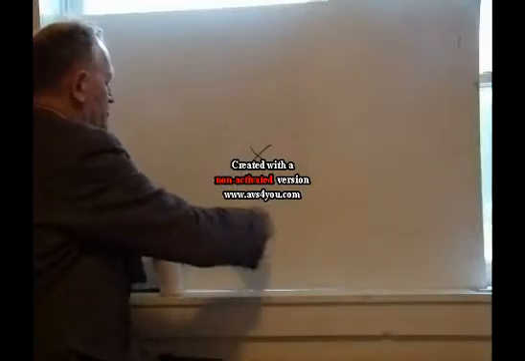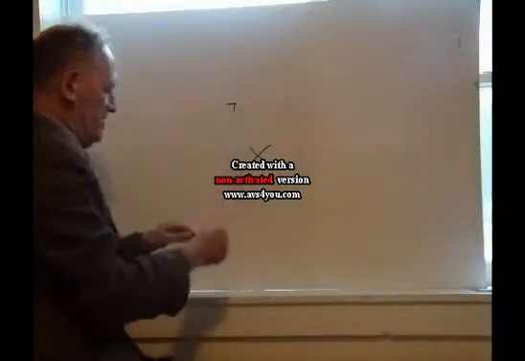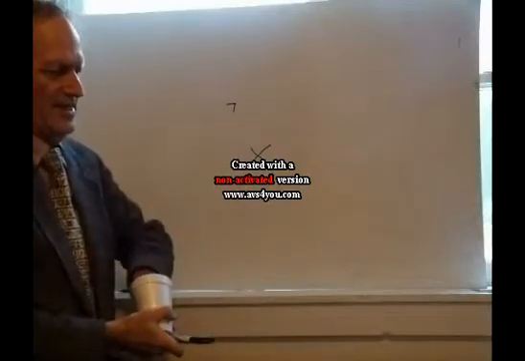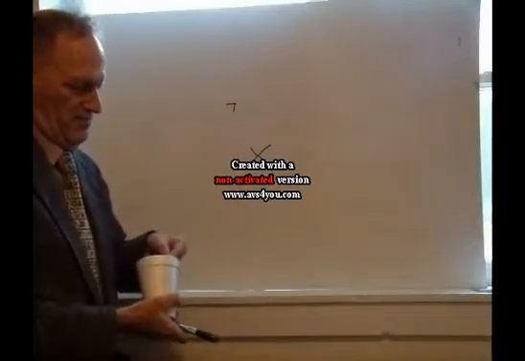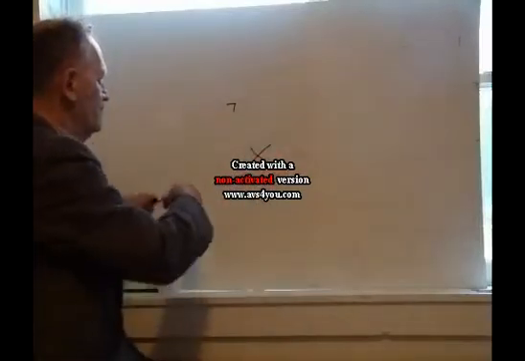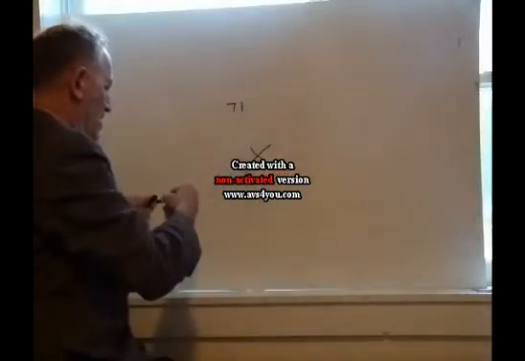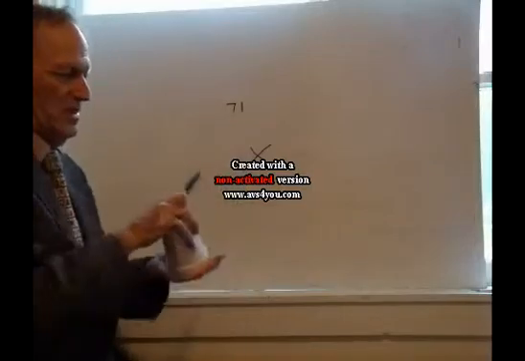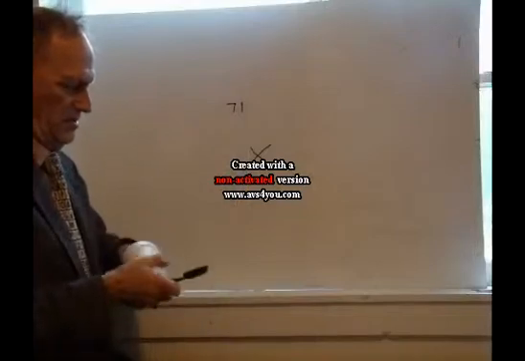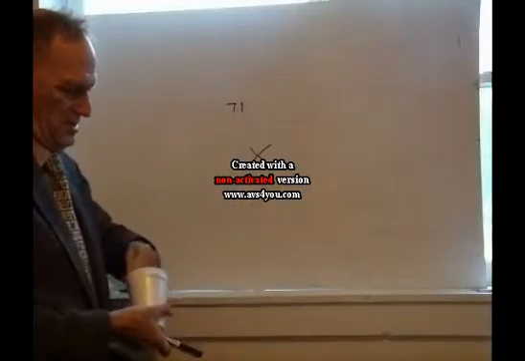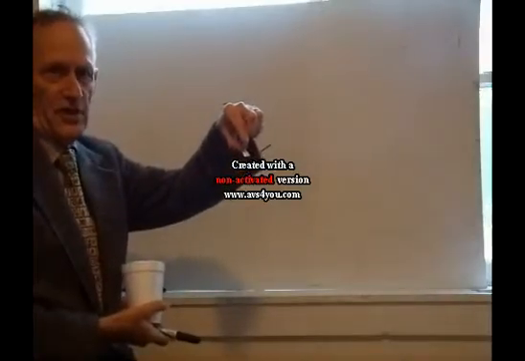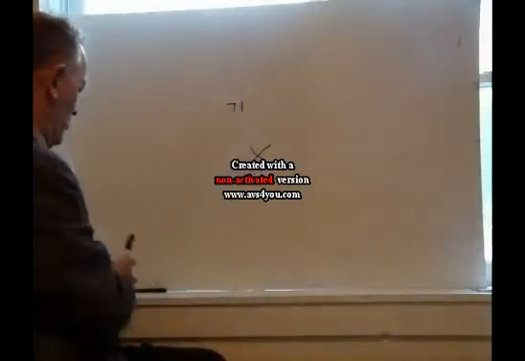Let's see if I can put it up here. 7. See what other kind of number I can get. 7, 1. And one more. There we go. 7, 1, 0. So that is our number.